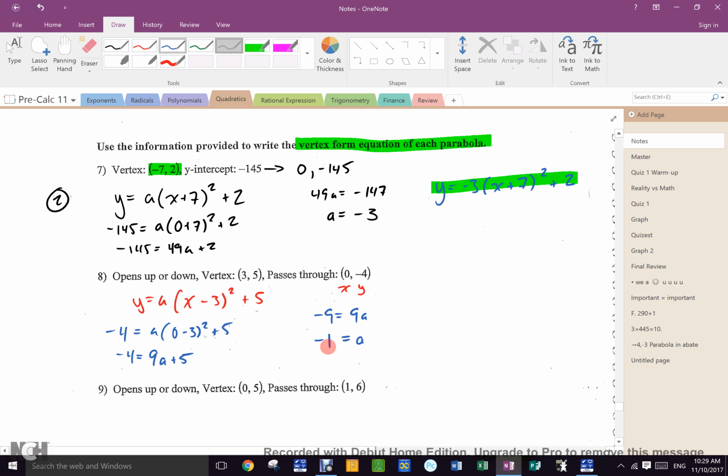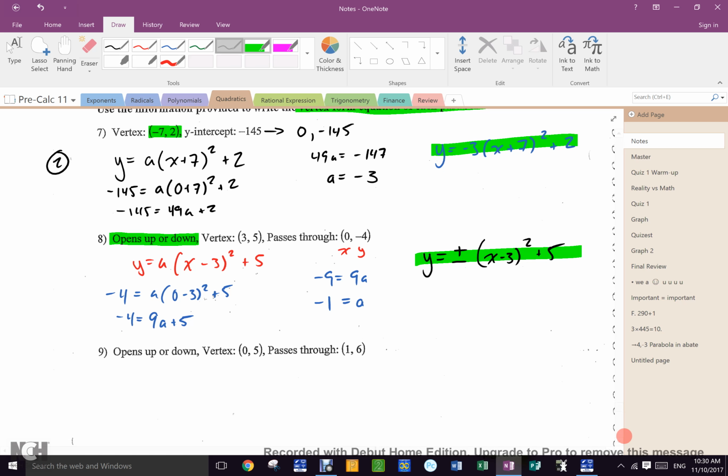Now, how do you get your full 2 marks here? You notice the graph has to open up or down. Since a is negative 1, that would open down. What would make it open up? Positive 1. So to get your whole 2 marks, you needed y equals plus or minus 1(x minus 3) squared plus 5. You didn't need the 1. If you put the 1 there, I'd still give you full marks anyway, because it had to open up or down.